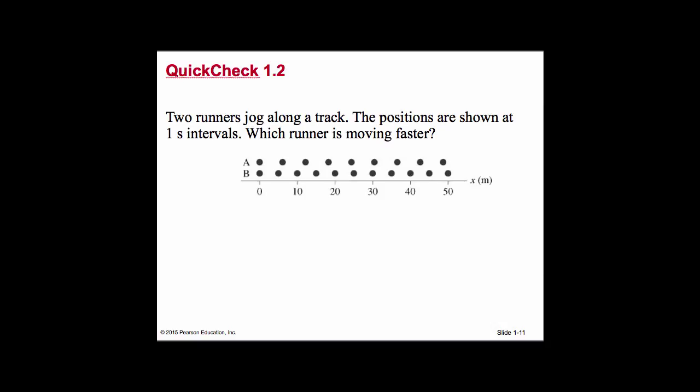Now here's another quick check. Two runners jog along a track. The positions are shown at 1 second intervals. Which runner is moving faster? So take this quiz now, please. You picked A, you were correct.